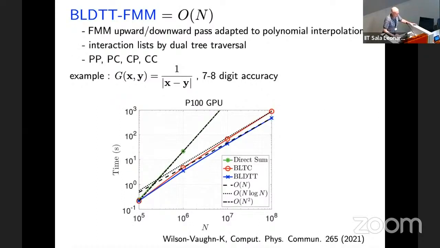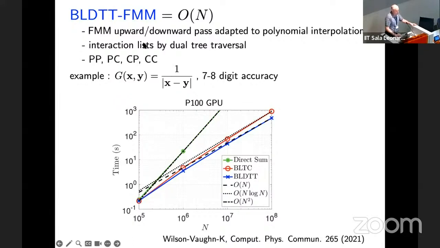We said, let's turn it into a fast multipole method. There's an extra ingredient that you need to get from a tree code to a fast multipole method, but it gets rid of the log n factor. What that means is the fast multipole method has an upward pass and a downward pass, and here that's been adapted to polynomial interpolation.